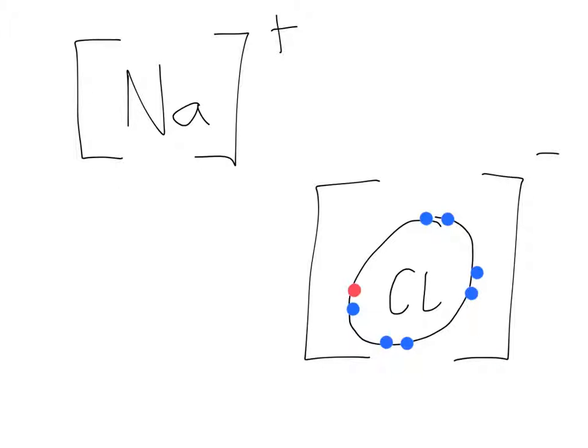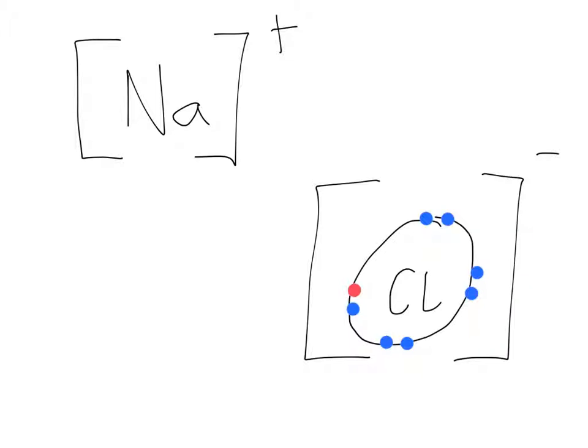As before, we've got our little charges in the top right hand corner. Sodium has lost that electron, which I've put in red on the chlorine, and has become positive. Chlorine has gained that electron from sodium and has become negative. Metals will keep the same name when they become ions, however non-metals will change. So our chlorine now becomes chloride.